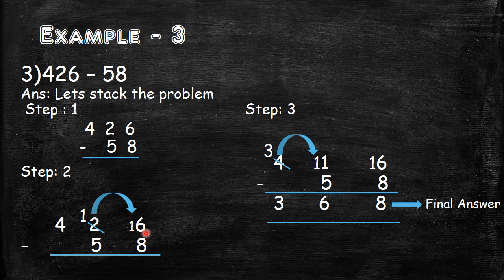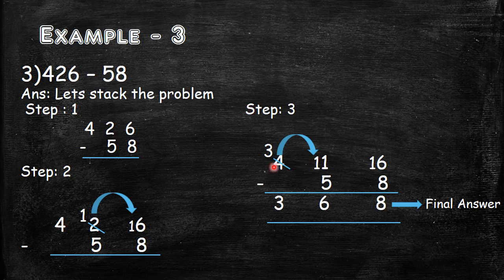So 6 becomes 10 plus 6, that is 16. So when we subtract 16 minus 8, it is 8. In the tens place, we have 1 minus 5. 1 again, see 1 again it is a smaller number and 5 becomes the greater number. So what do we do? We again borrow it from 4.